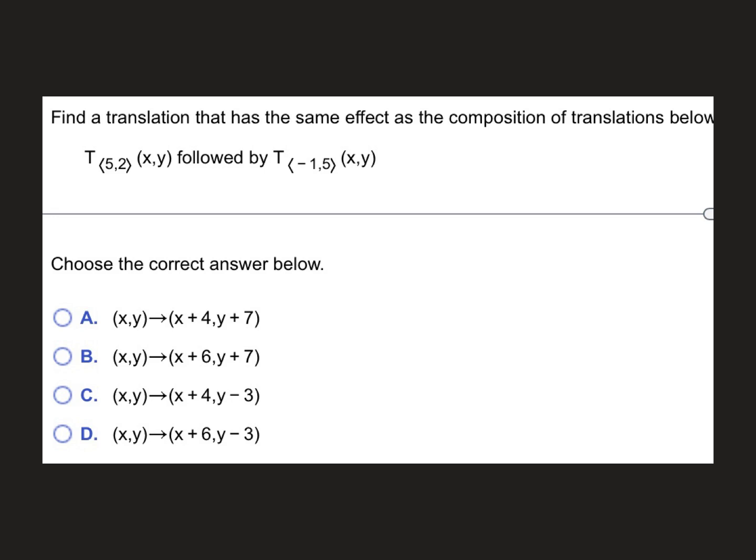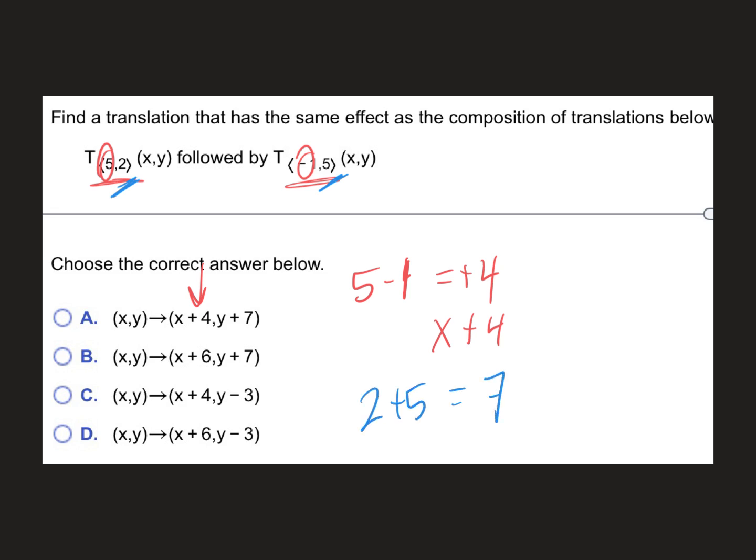Okay, this one says, what happens if we do this move and then we do this move? So all you're doing is changing this and this to something over here. So 5 minus 1 is really a net of a +4. So I'm looking for an X plus 4. And then 2 plus 5 is really a net of +7. So a Y plus 7. So I'm looking for X plus 4 and Y plus 7. So that would be this guy right here.